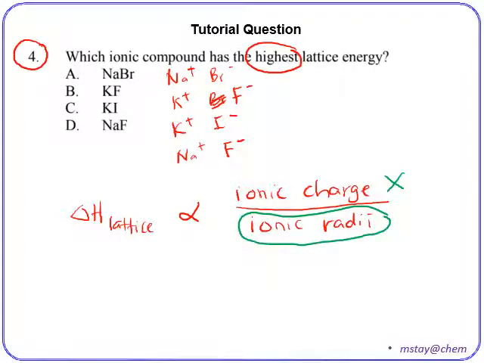As we know, between Na plus and K plus, Na plus has the smaller size. So maybe we can consider Na plus more. But then among the negative ions, F negative has the smaller size. From here we know that the answer basically will be NaF.